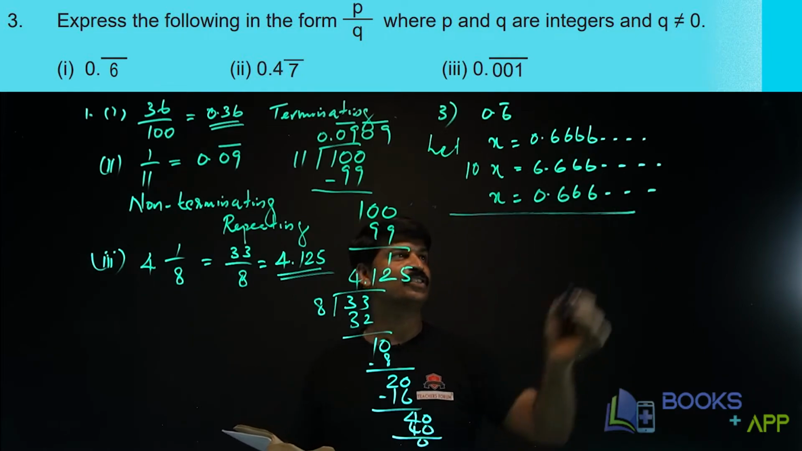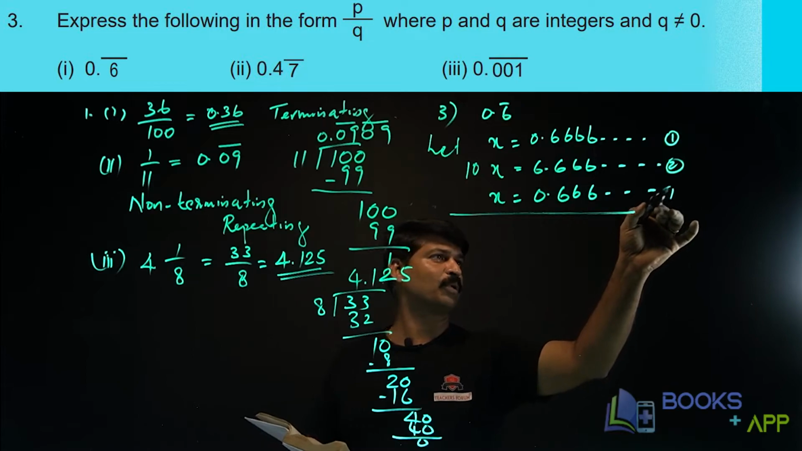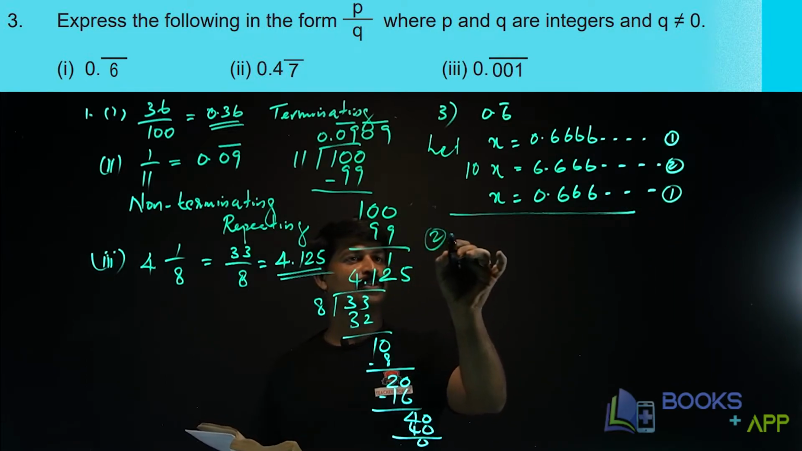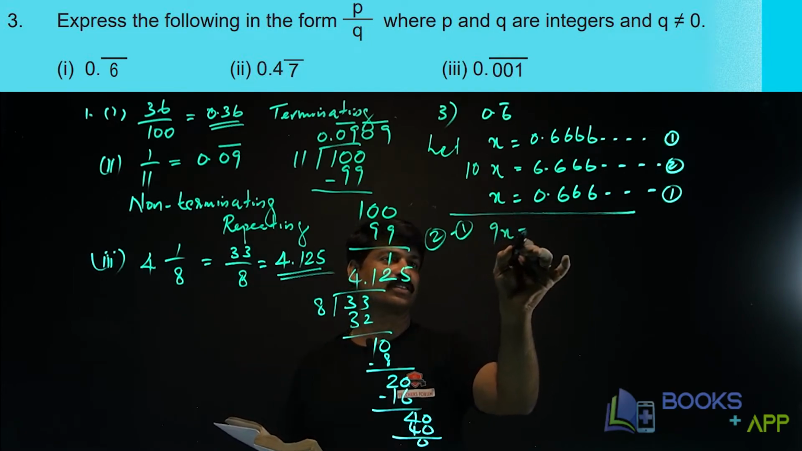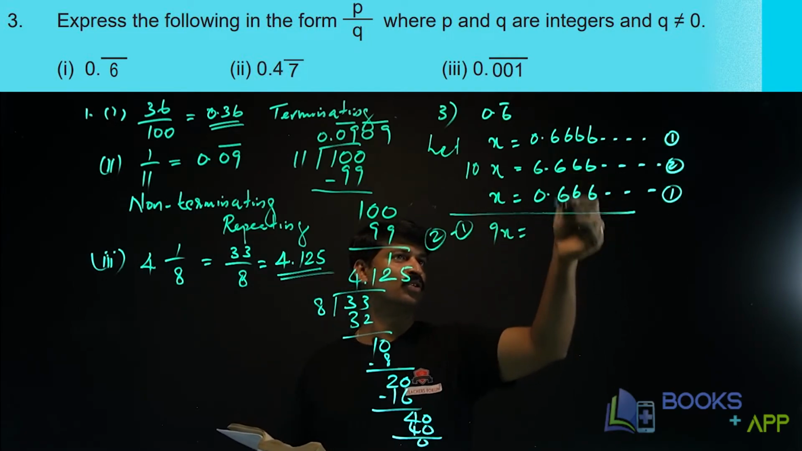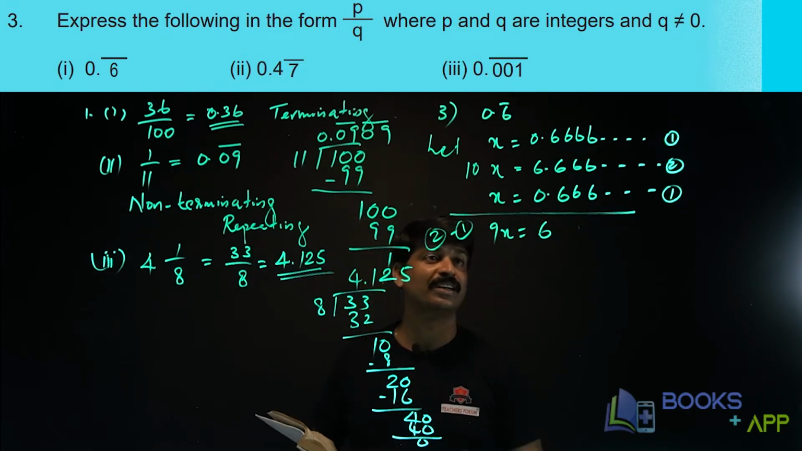Now you just subtract these two. Let it be equation number 1. Let it be equation number 2. We have rewritten equation number 1 once again. Now let us subtract 2 minus 1. What is the answer? 10x minus x, that is 9x. 6 minus 6, 0, 0, 0, 6 minus 0, that is 6. Then you get 9x is equal to 6.